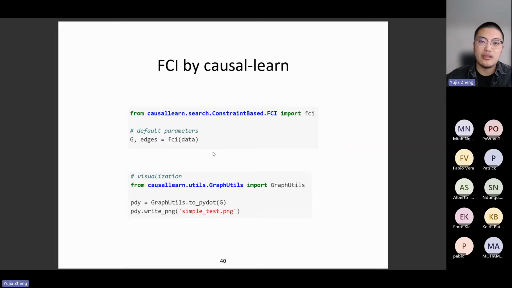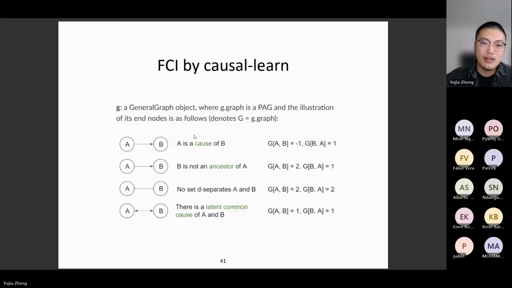Of course, FCI is also included in causal-learn, and the usage example is pretty similar. We just import FCI and put our data into that function, and then everything is good. So yeah, this is the output of the FCI function in causal-learn.